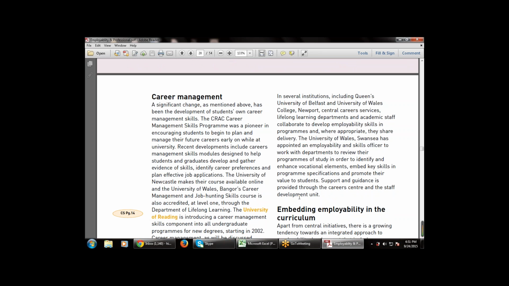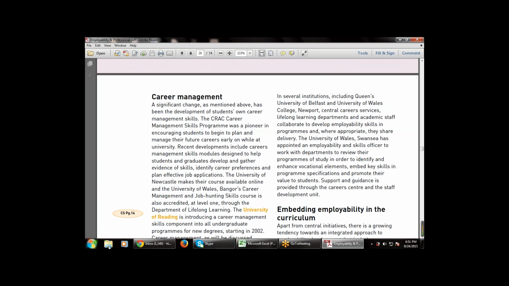The next is career management. What is career management? How can employability affect career management? A significant change, as mentioned above, has been the development of students' own career management skills. So whenever there is any significant change, there has been development of students' own career management skills.